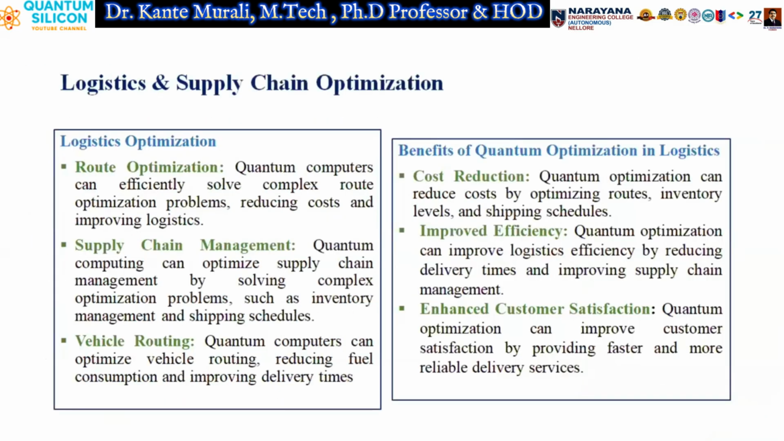Next is another application, logistics and supply optimization. In the case of logistics, by finding the optimal path and using route optimization, you can reduce the cost and improve logistics.